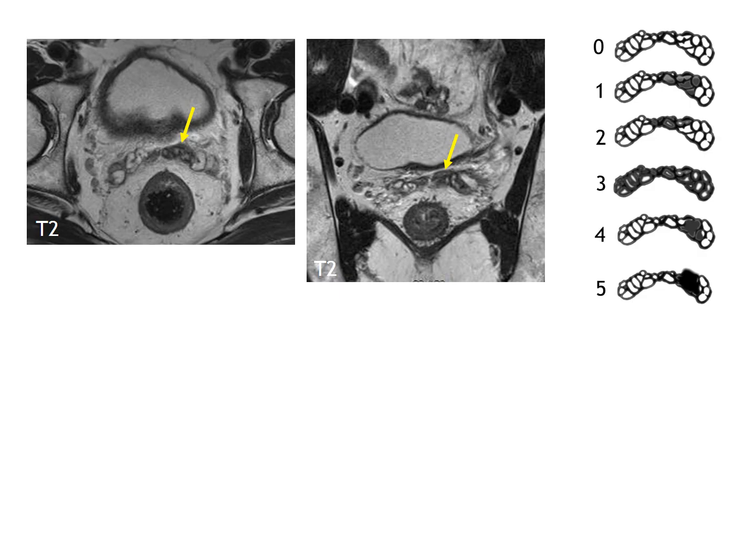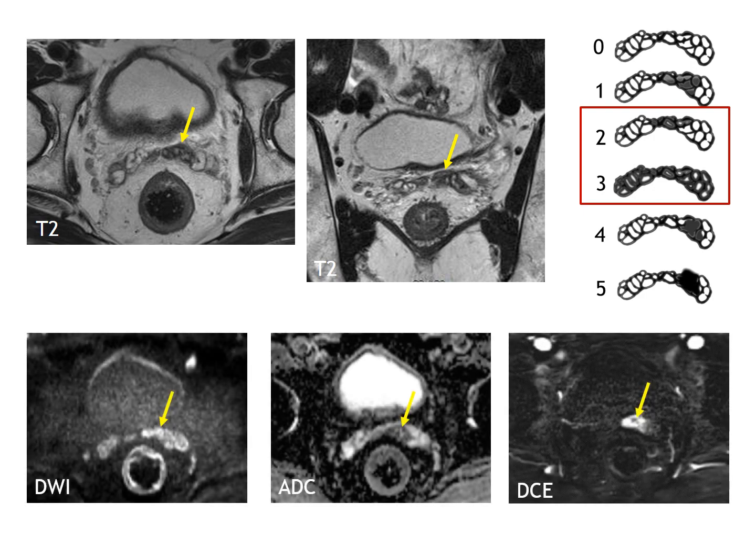Here is a case with asymmetric focal wall thickening of the seminal vesicle at T2 weighted images, probably between these two patterns, so the possibility of seminal vesicle invasion is not high. But diffusion weighted imaging, ADC map, and dynamic contrast enhanced imaging all show focal signal abnormality, so clearly left seminal vesicle invasion is present.